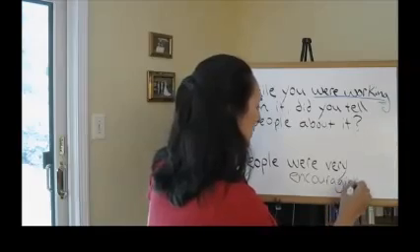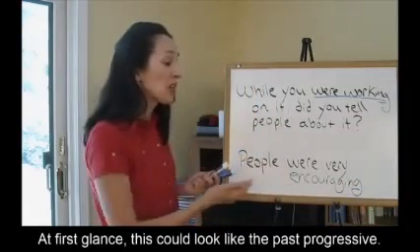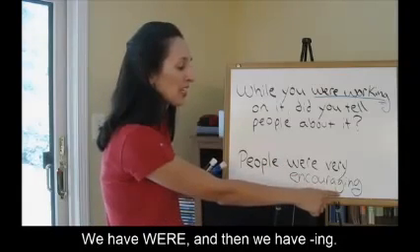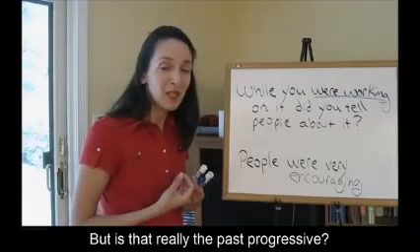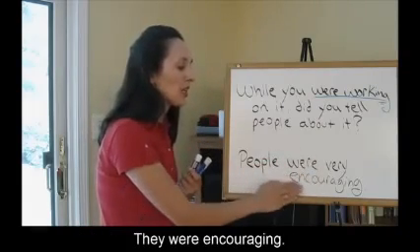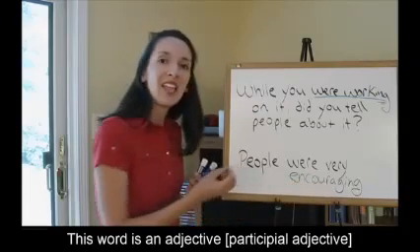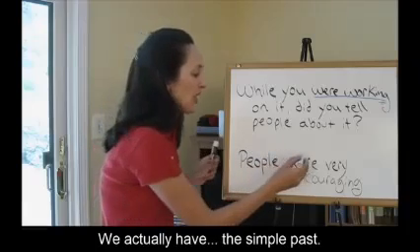At first glance, this could look like the past progressive. We have were, and then we have ing. But is that really the past progressive? No, because we're describing the people. They were encouraging. This word is an adjective describing people. We actually have the simple past.